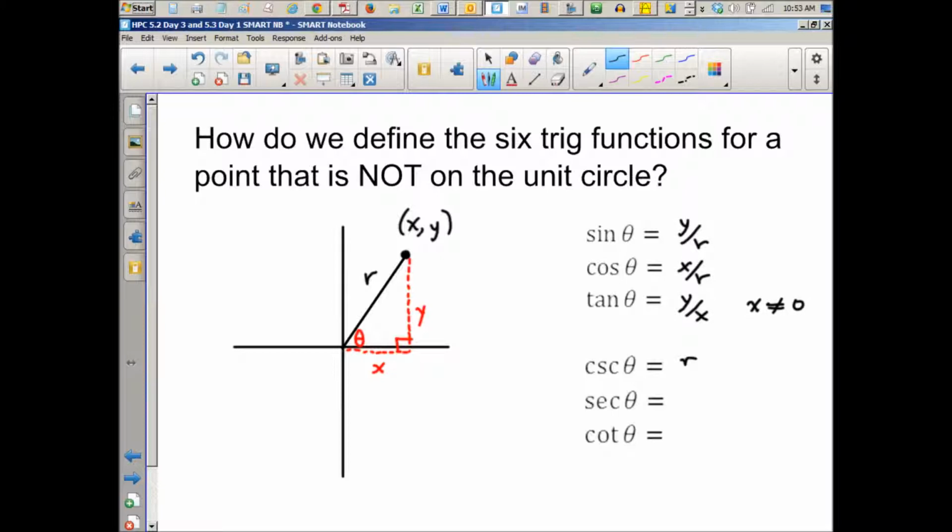Cosecant is r over y. Secant is r over x. Cotangent is x over y. Unless y is 0, then we don't have a cotangent. Also, y cannot be 0 for the cosecant, and x cannot be 0 for the secant. In other words, the denominator can never be 0.